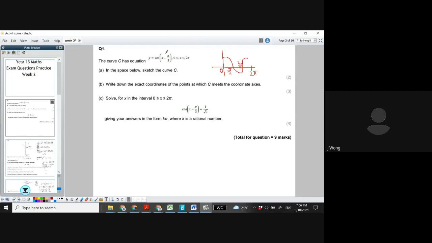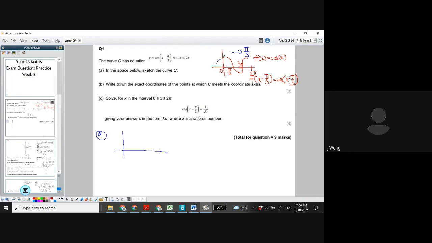And with bracket x minus pi over 3, that means if we rewrite it as a function, if this is f of x, which is cos x, what we'd like to draw is f of x minus pi over 3, really. So in order to draw this, I could just use this graph and shift it pi over 3 to the right. Okay, let's do that. This is just a 2-mark question, so we don't need too much detail. As long as the shape is right, that will be fine.